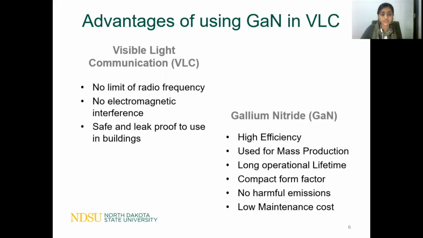We focused on visible light communication because a good amount of data can be transmitted with no limit of radio frequency, no electromagnetic interference in places of strong electromagnetic limits, and it's very safe and does not leak through buildings. Gallium nitride is used in this field because of its high efficiency, ability to be used for mass production, long operational lifetime, good compact form factor, no harmful emissions, that is low carbon footprint, and low maintenance cost.